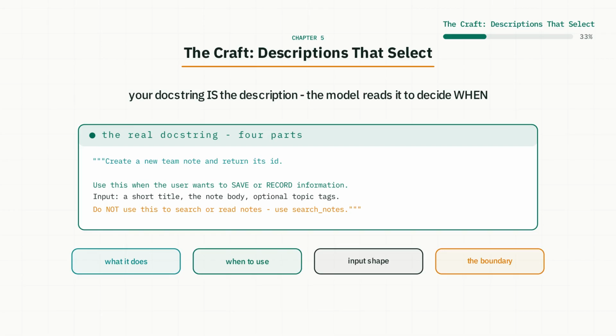A weak docstring, saves a note, gives the model nothing to select on. A real one carries 4 parts. What it does: create a new team note. When to use it: when the user wants to save or record information. What input looks like: a short title, the body, optional tags. And the boundary: do not use this to search, use search notes for that.